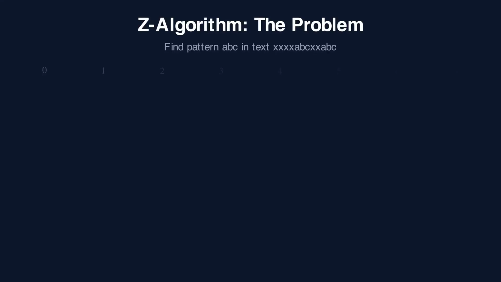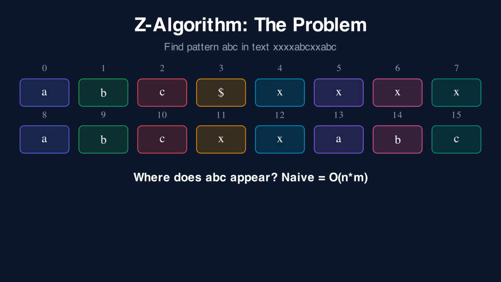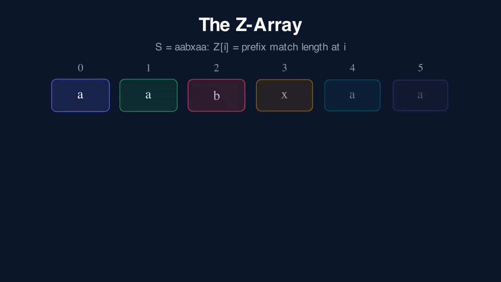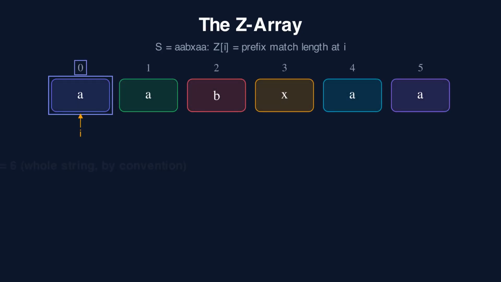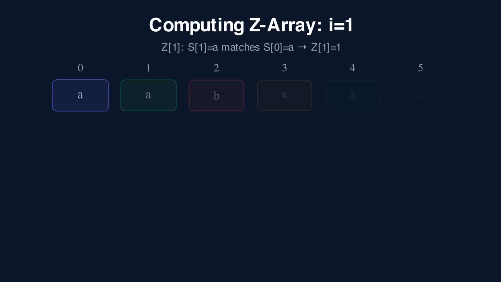Imagine you have a long text and a shorter pattern, and you need to find every place the pattern appears within the text. For example, finding ABC in it. The naive approach compares the pattern at every single position, which can take a long time, roughly O(n·m) operations. But what if we could do much better, perhaps in O(n + m) time? Let's explore a powerful tool called the Z-array.